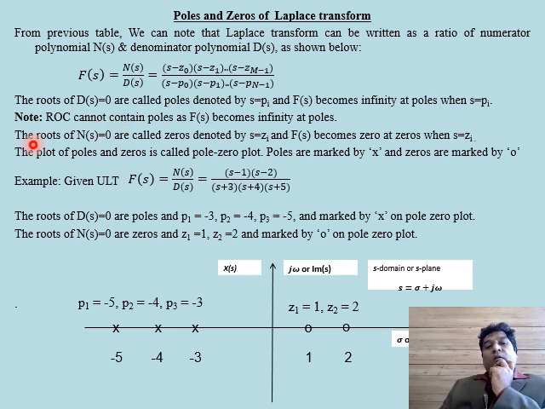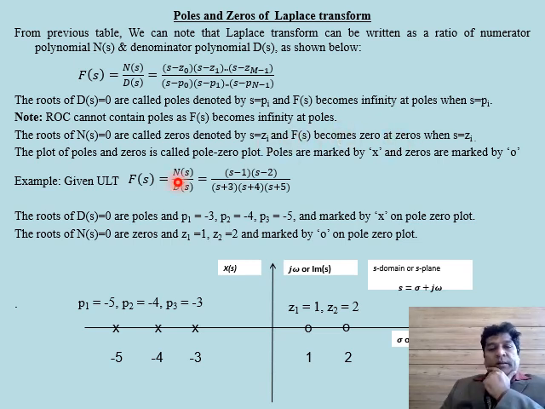Now what are called zeros? The roots of the numerator, that is s equal to z0, s equal to z1, are called the zeros. At those zeros, the Laplace transform will take the value zero.